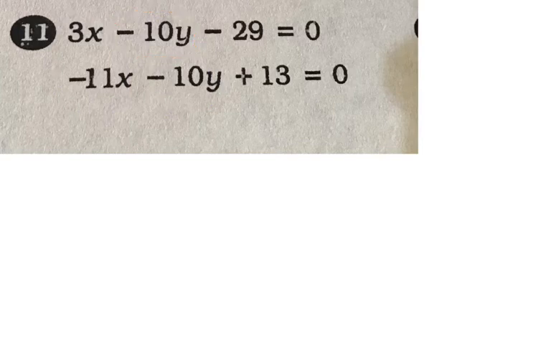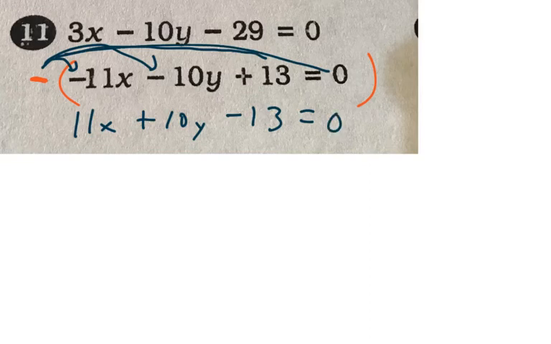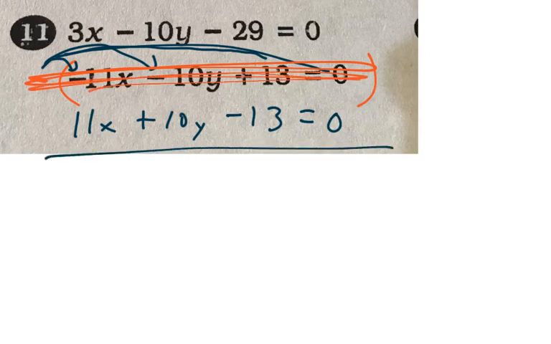So here's what I'm going to do. I'm going to times this second equation by a minus or negative. All right? So follow along. Negative times a negative is a positive 11x. Negative times that minus is a positive 10y. Negative times 13 is negative 13. Equals negative times 0, of course, is 0. Now, I'm actually going to blot this out now, guys, because we now have a new improved system here.